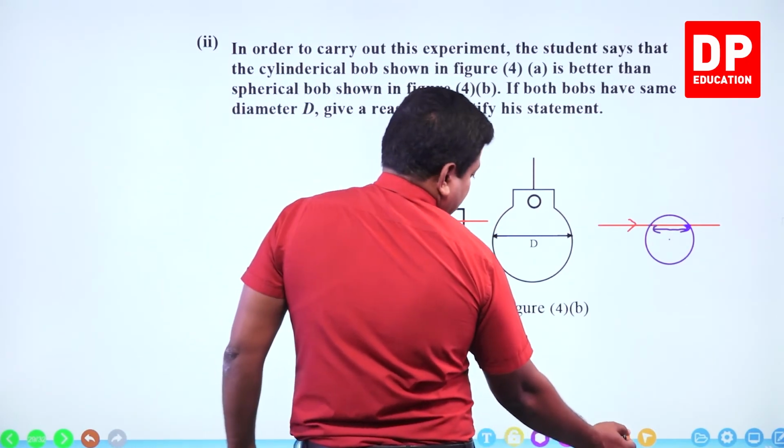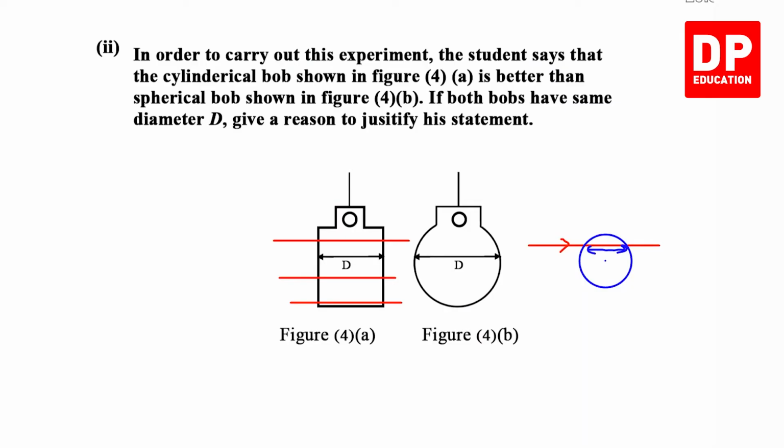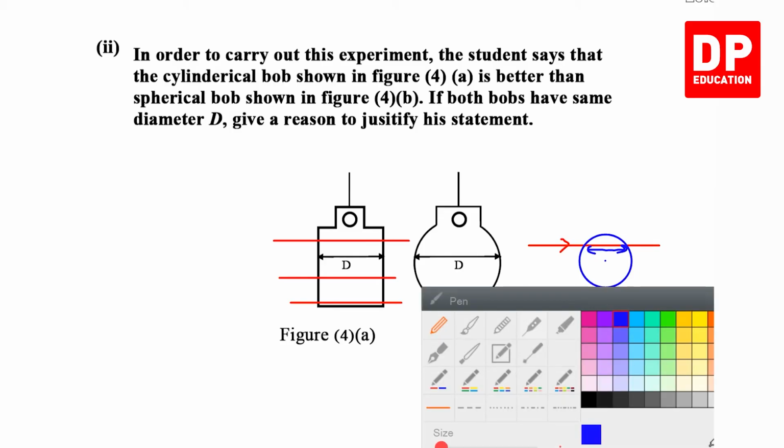So, he is asking now, what is the question on us? If both bulbs have the same diameter D, give a reason to justify his statement.